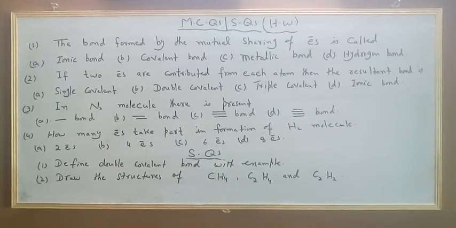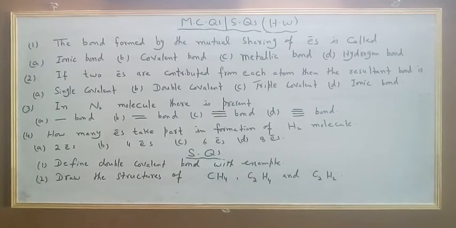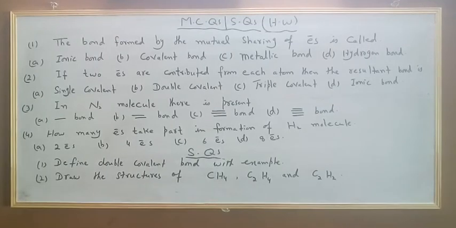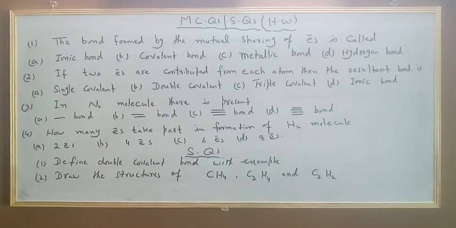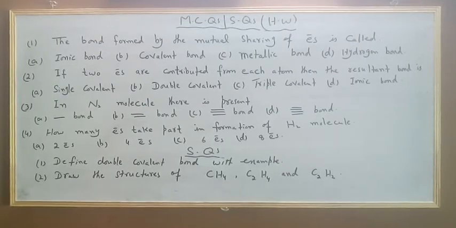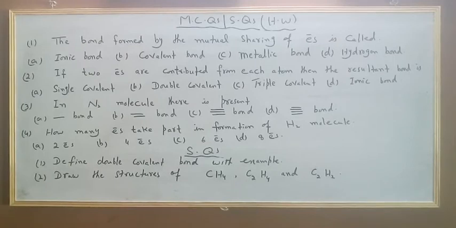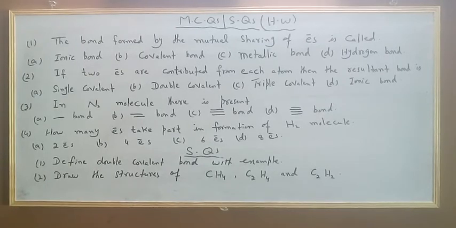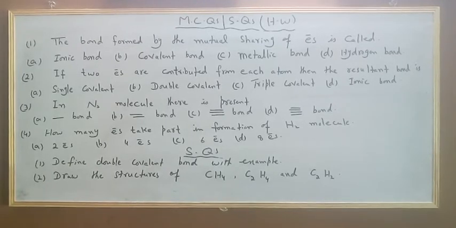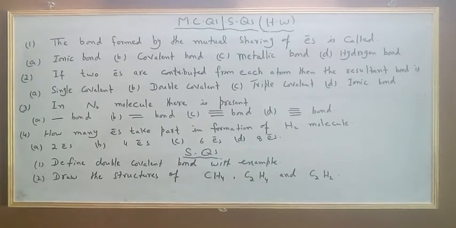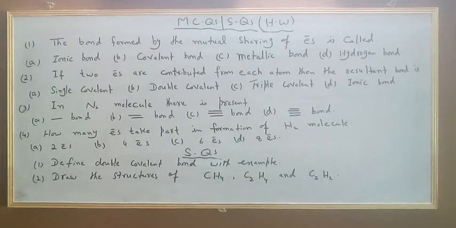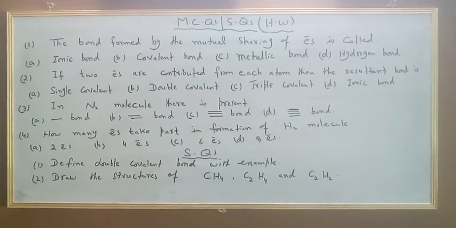Okay, students, now write down MCQs of the related topic. In the first MCQ: the bond formed by the mutual sharing of electrons is called: A. Ionic bond, B. Covalent bond, C. Metallic bond, D. Hydrogen bond.